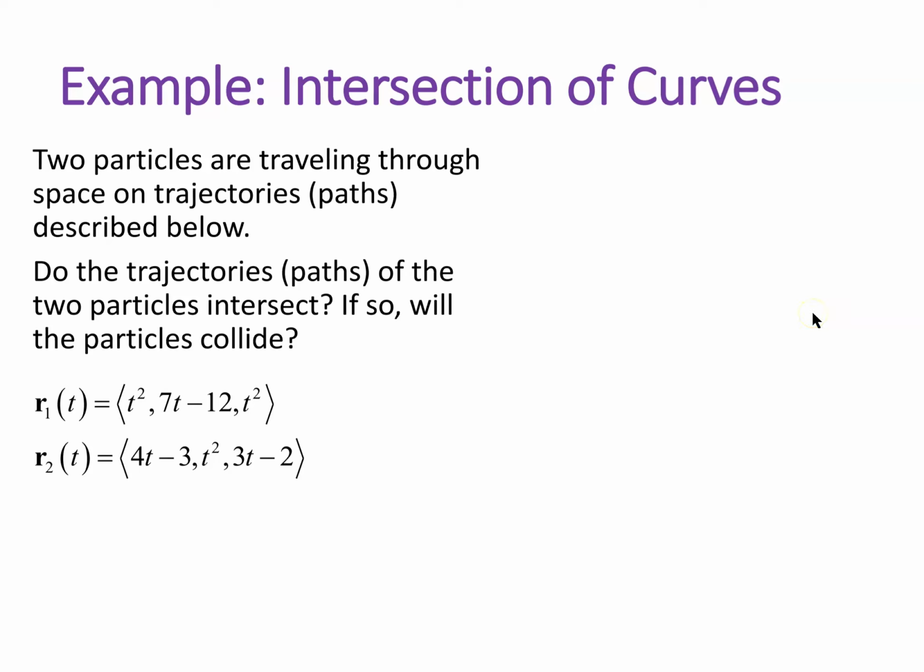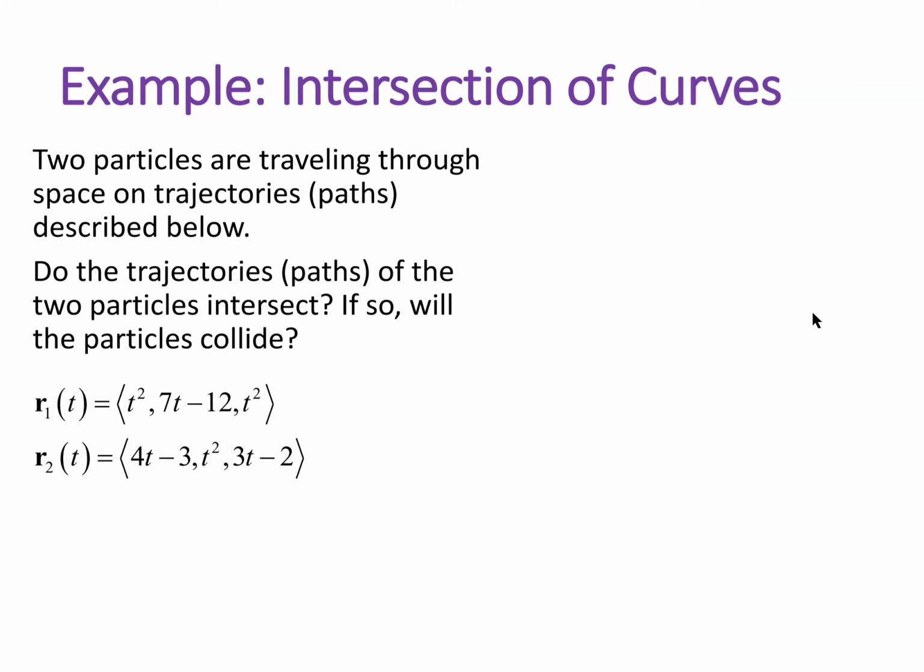Welcome. Let's take a look at an application of curves in space or vector valued functions. The application we're interested in here is where two curves might intersect. In this example, we're looking at two particles that are traveling in space along trajectories or paths. These paths are described by vector valued functions as you see them there. The question we want to consider is, do the trajectories or the paths of these two particles intersect? And if so, will the particles collide?